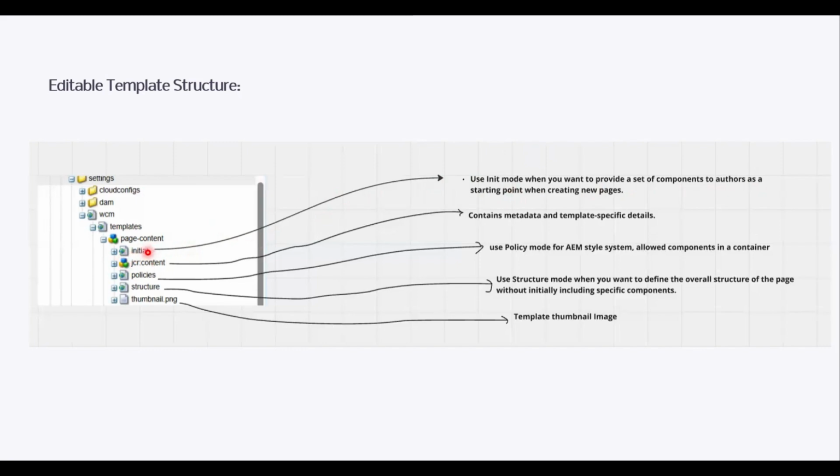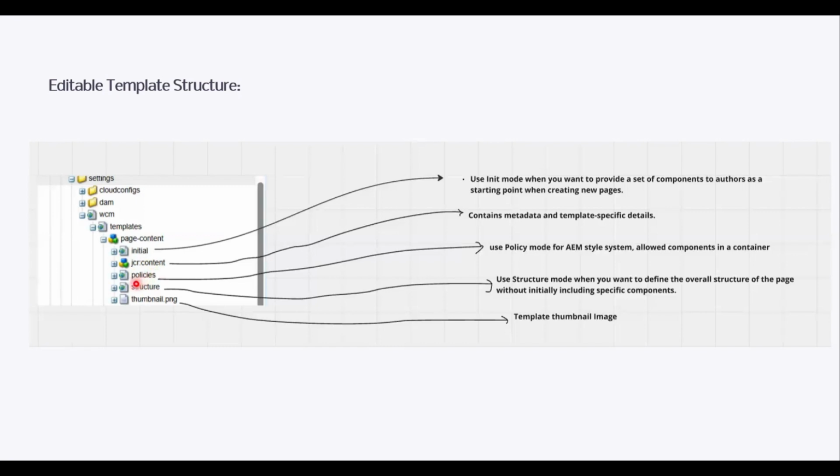The next one we have is JCR content. JCR content is where we add all the metadata related to the template. Within editable templates, we define whether the template is enabled or not. If you enable it, we will be able to create pages based on the template. If you make the template a draft state, we will not be able to create pages from it. This kind of template-specific information is added in JCR content.